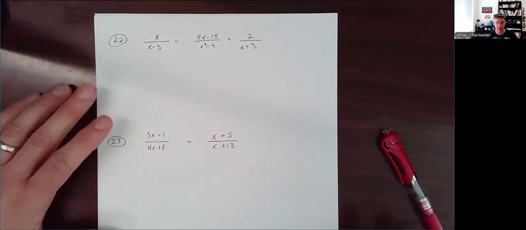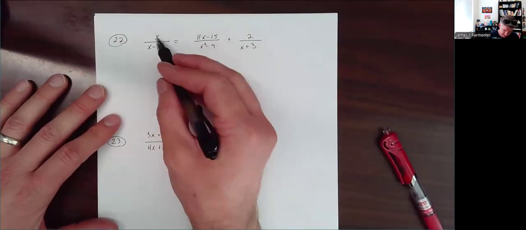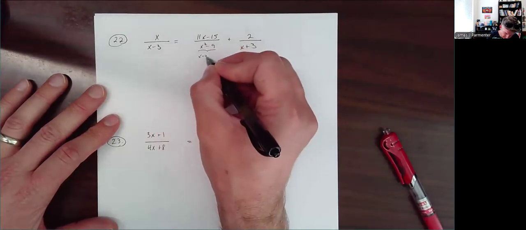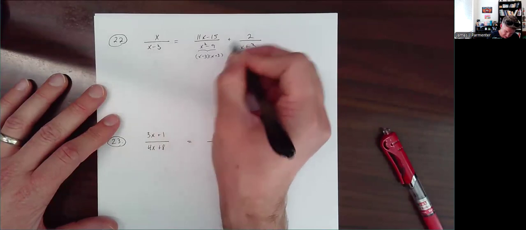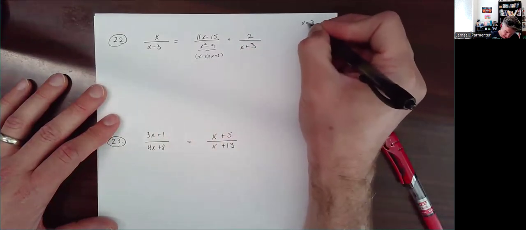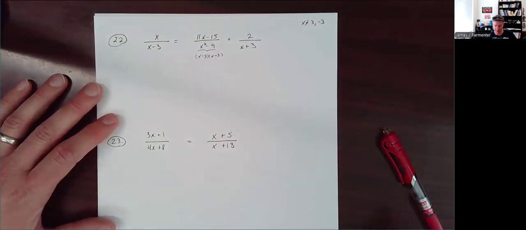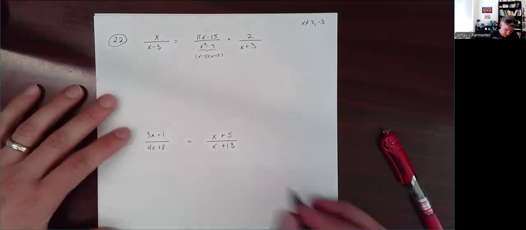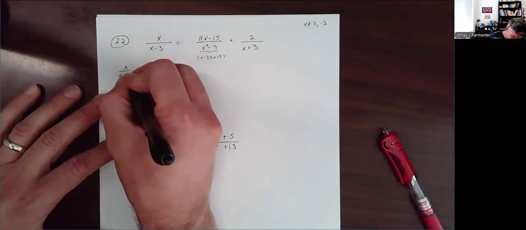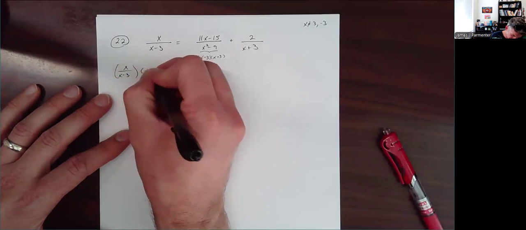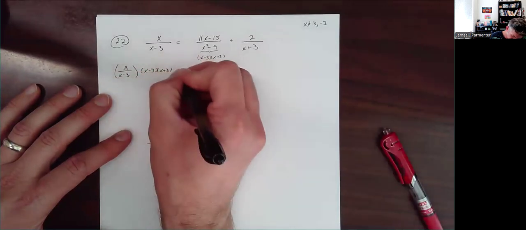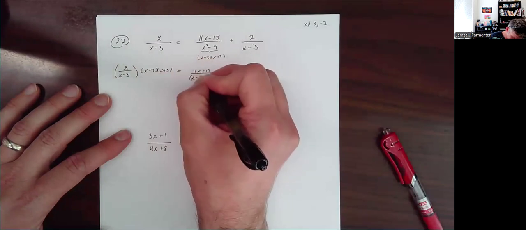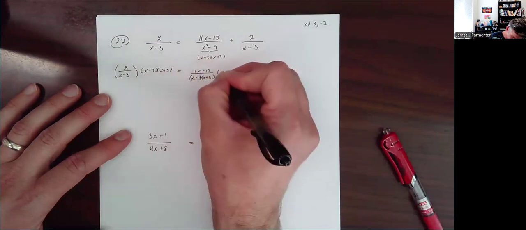So same idea holds here. I have x over x minus 3 equal to 11x minus 15 over x minus 3 times x plus 3, plus 2 over x plus 3. I'll point out that 3 and -3 are not valid answers, but then we're going to just multiply both sides by the common denominator, x minus 3 times x plus 3. So I'm going to have x over x minus 3 times x minus 3 times x plus 3 equal to 11x minus 15 over x minus 3 times x plus 3 times x minus 3 times x plus 3.